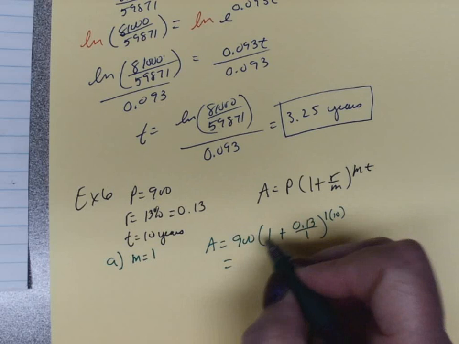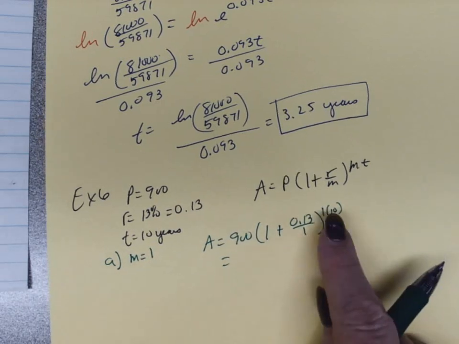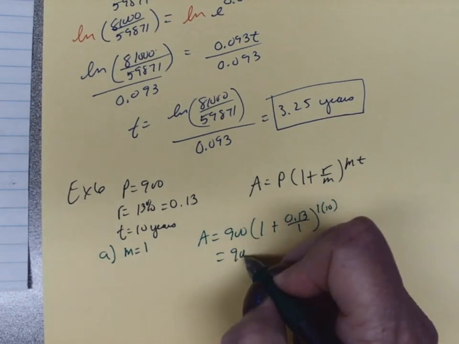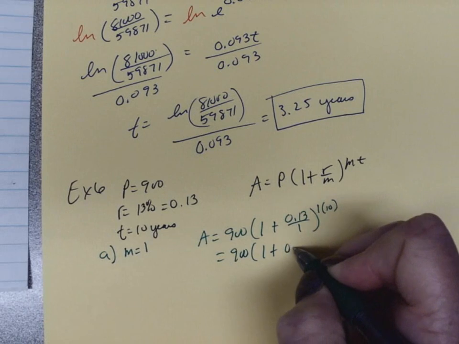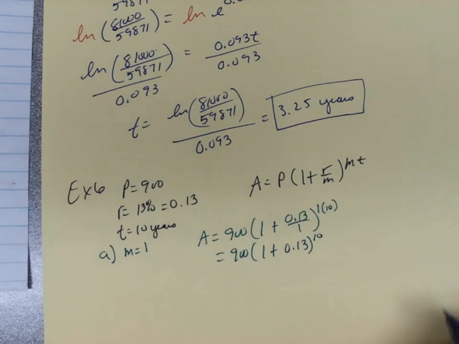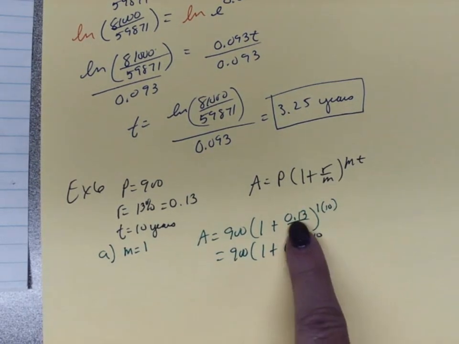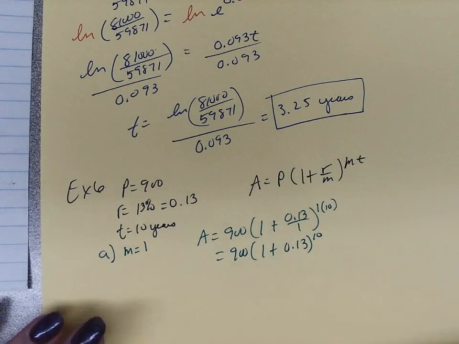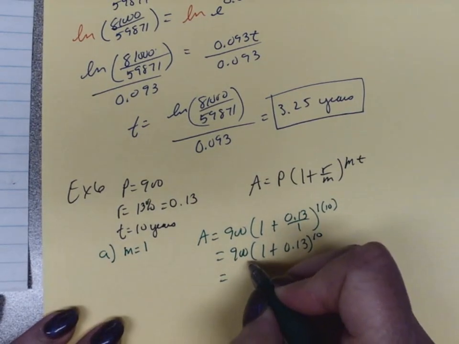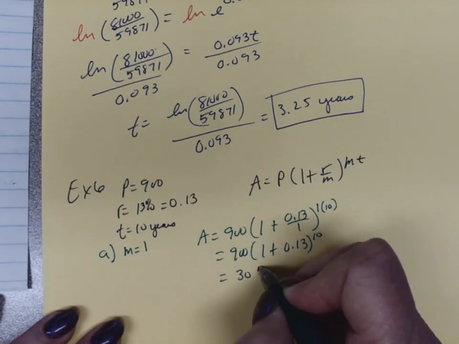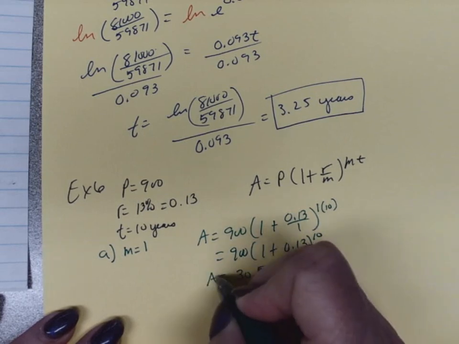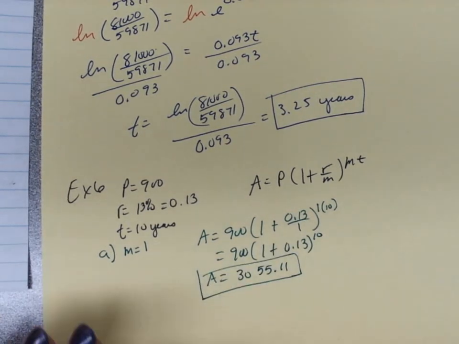We're plugging in all of our numbers, and we can just put this in the calculator. You can simplify it if you want. You don't need to put the ones. So 900 times 1 plus 0.13 to the 10, because 1 times 10 is still 10, divided by 1, it's the same. So our accumulated value is 3,055.11. So that's how much is in the account.